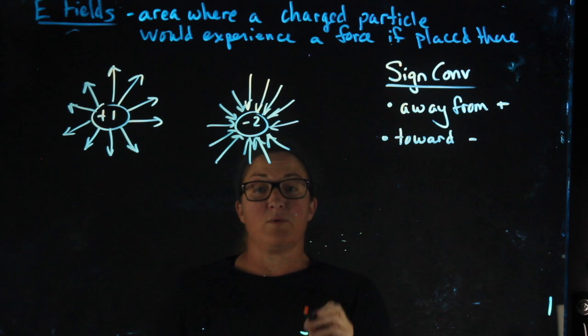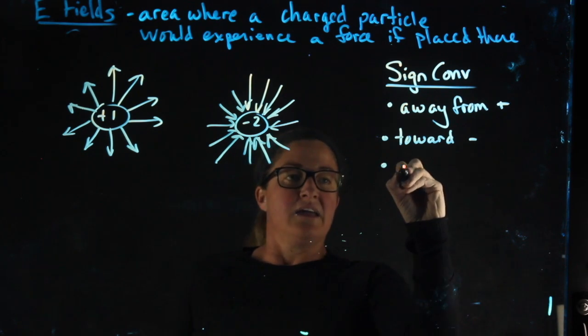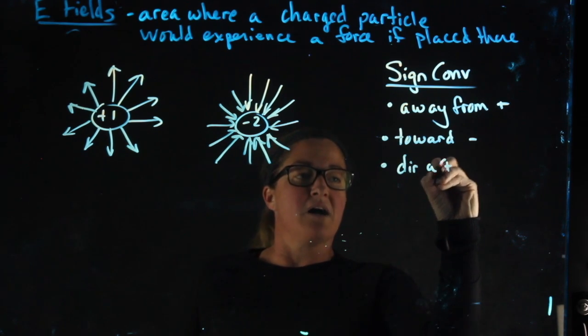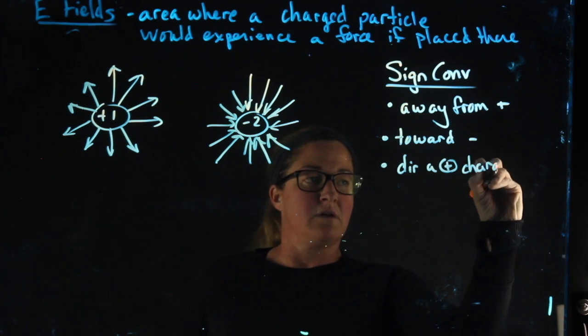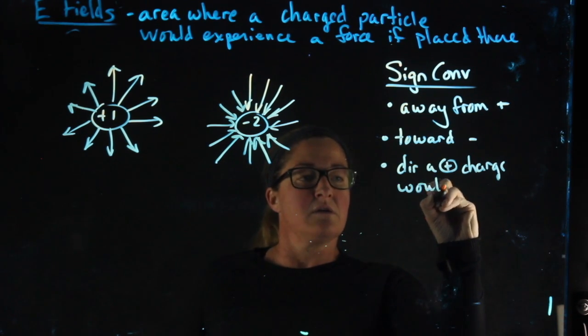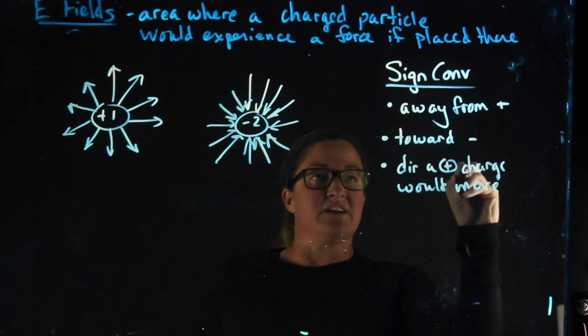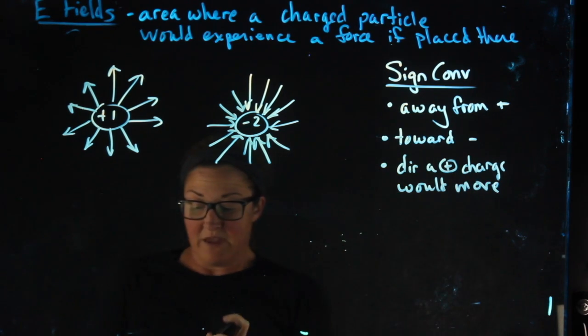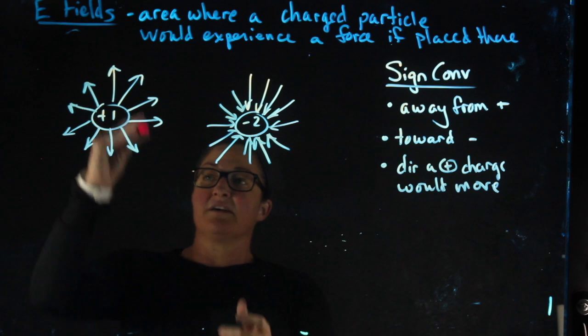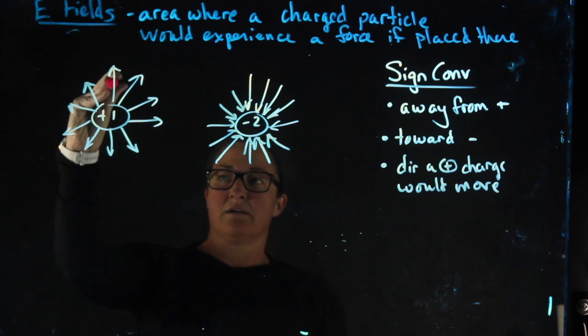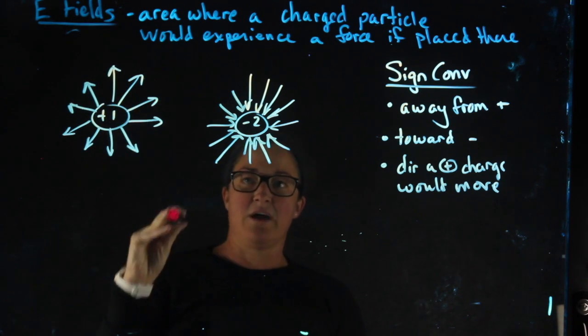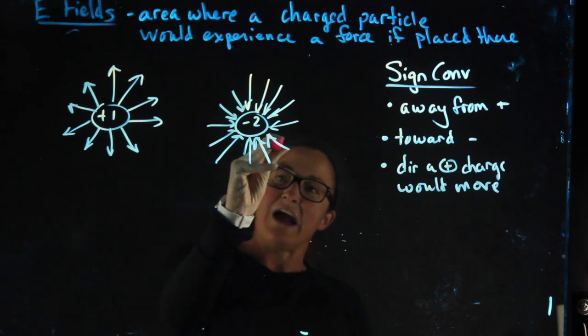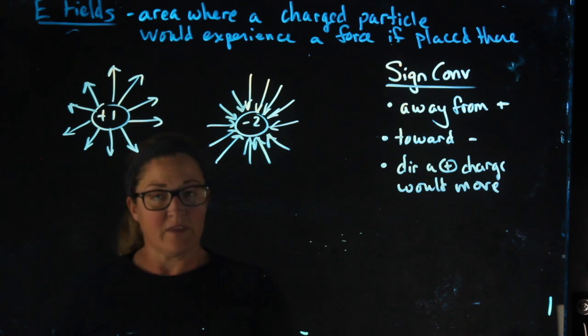A third way that we define the direction of an E field is as the direction a positive charge would move. You'll see that this definition is consistent with the two above it. If I place a positive charge here, it'll move that way. If I place it here, it'll move that way. If I place it here, it'll be attracted in and will move that way.